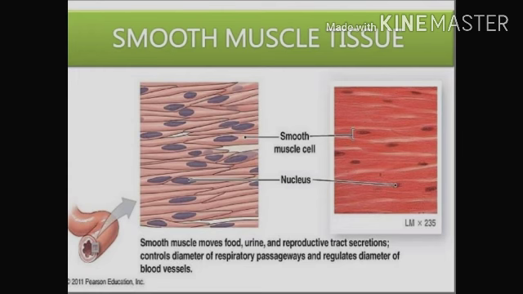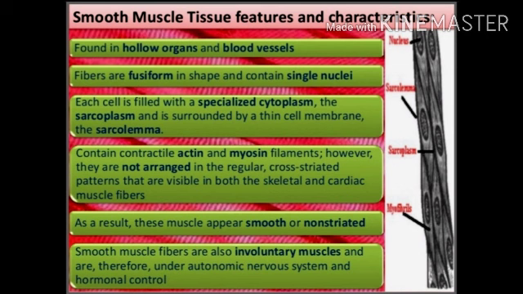Smooth muscle fibers help in the movement of food, urine, reproductive tract secretions, control the diameter of respiratory passageways and regulate the diameter of blood vessels. Now, smooth muscle tissue features and characteristics. These are found in hollow organs and blood vessels. These fibers are fusiform in shape and contain a single nucleus.